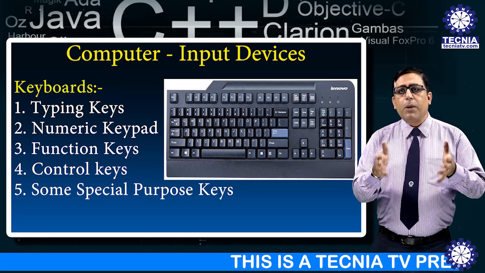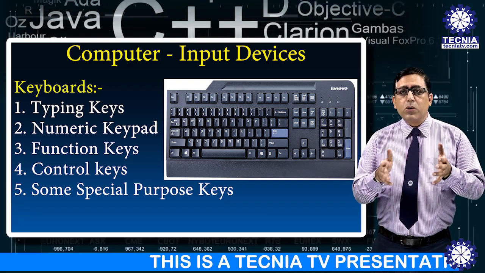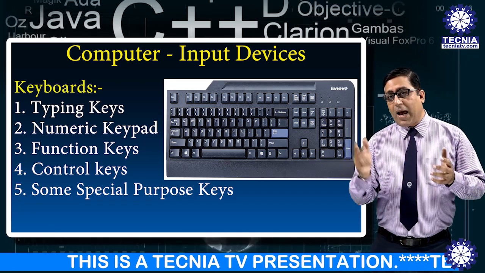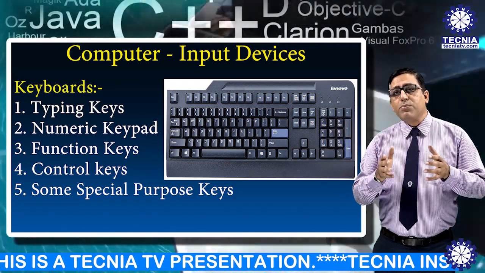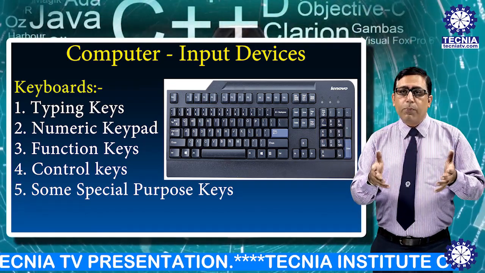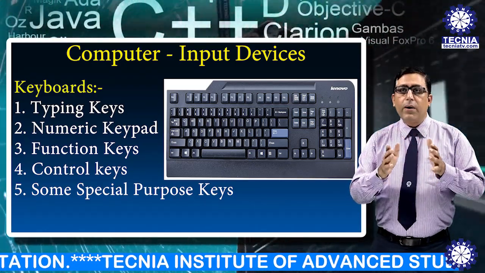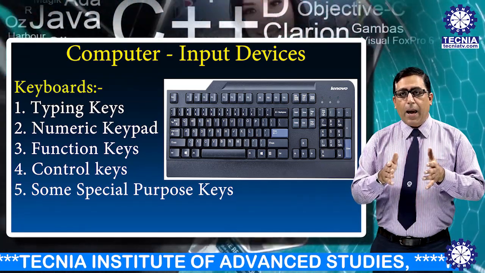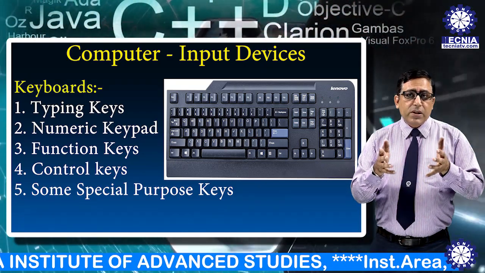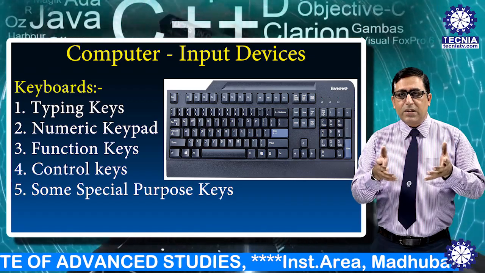Next one is special purpose keys. Keyboard also contains some special purpose keys. As you can see, there are some special keys available in the keyboard such as enter, shift, caps lock, num lock, space bar, tab and print screen. Now you will see what is the function of these keys.